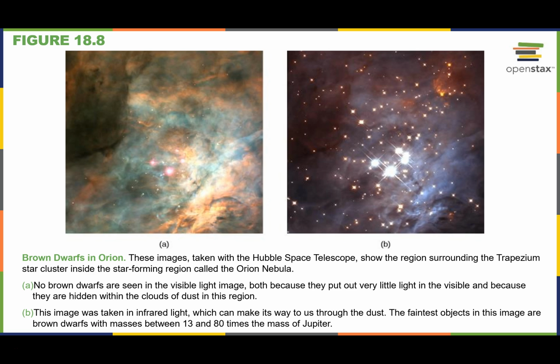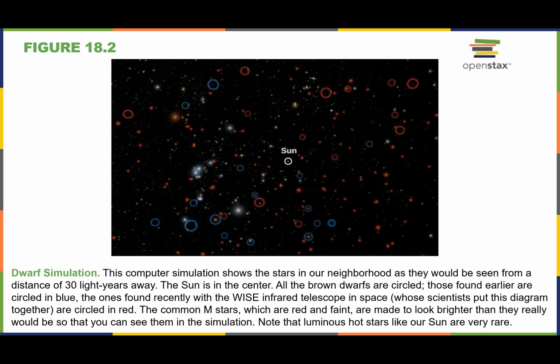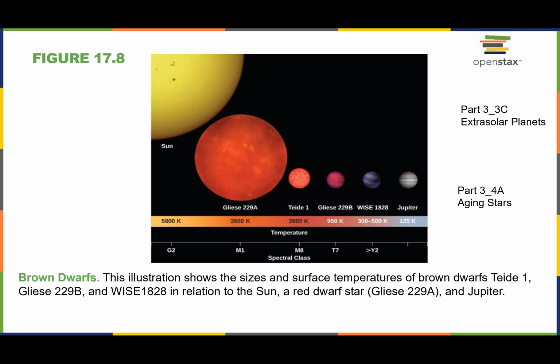So my 3.3b is about brown dwarfs, the failed stars. There are a lot of brown dwarfs out there. If you think there are a lot of little red stars, there are a lot of failed stars too. They're just down here. They're not very bright. This is trying to highlight some of the brown dwarfs in Orion. Okay, brown dwarf simulation, where you see the sun and, generally speaking, the brown dwarfs in our area. So, brown dwarf, a failed star, wannabe star.